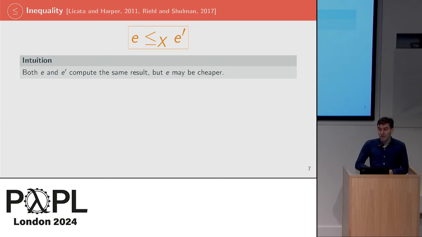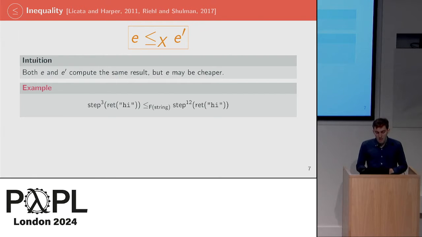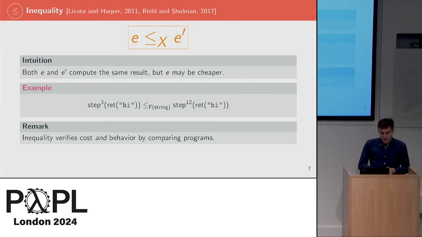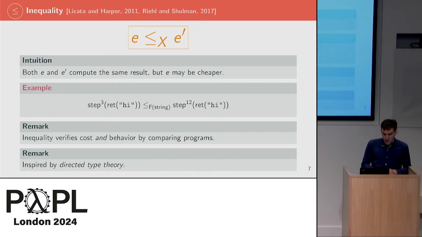So in Decalf, we add a new notion, which is program inequality. E is less than or equal to E prime, where both E and E prime are computations of type X here. And the intuition is that E and E prime compute the same result, but E might be cheaper at doing it. So for example, the program on the left is less than or equal to the program on the right, because they both return the same result, but the left one costs 3 and the right one costs 12. So here, inequality is verifying cost and behavior simultaneously, which we'll find important in a little bit. And this is also inspired by directed type theory. This is a similar notion of inequality, just to note.